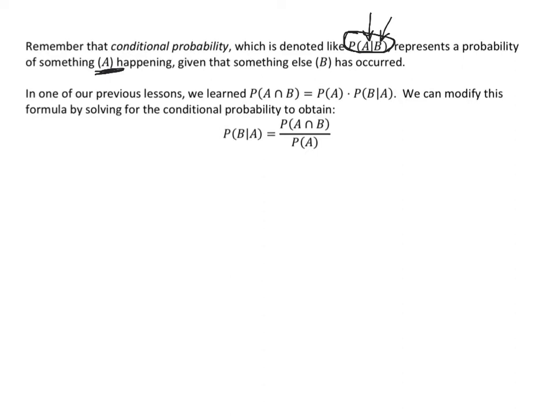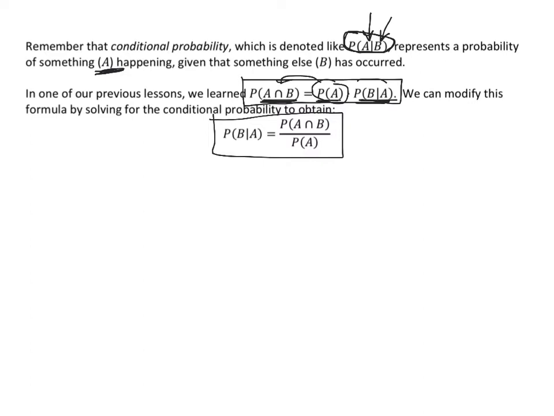In one of those previous lessons, we learned a formula. We learned that you can find the probability of two events, A and B, by multiplying the probability of one of them by the conditional probability of the other one of them. What we're going to get into today is effectively a modification of that formula. If I were to take this and simply divide the probability of A over to the other side, we would wind up with this, which is the formula for conditional probability. You'll find this formula in the IB formula book, and just in general, it's the formula for conditional probability.